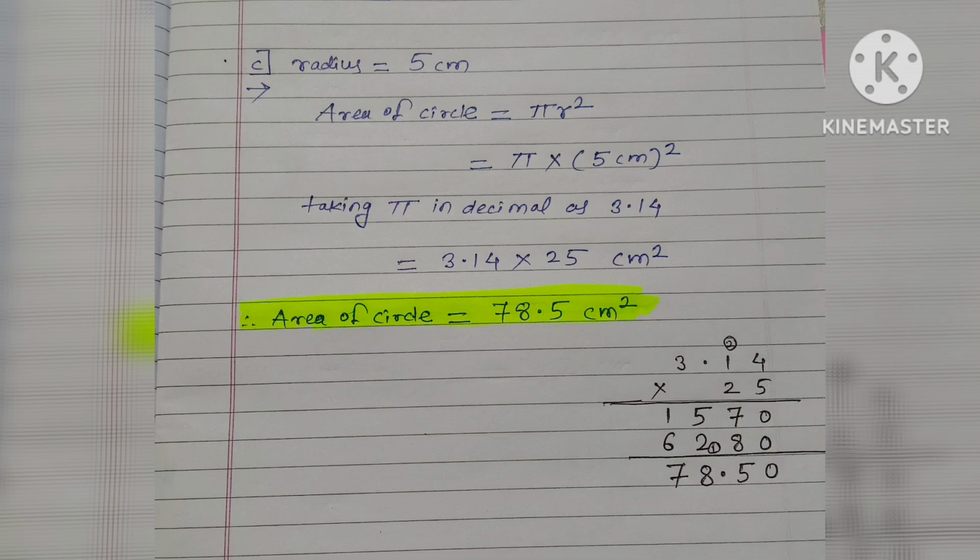And we are going to solve this question. So the area of the circle is pi r square, so we'll be substituting pi with 3.14 and then r square with 5 centimeter square. Okay, so we'll get 3.14 into 25 centimeter square as the unit. So the area of the circle will come 78.5 centimeter square.